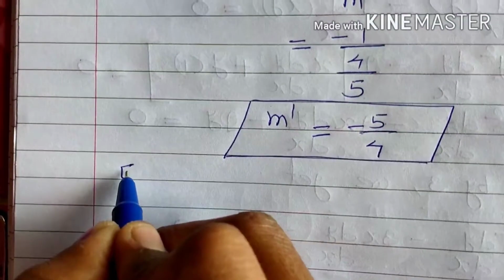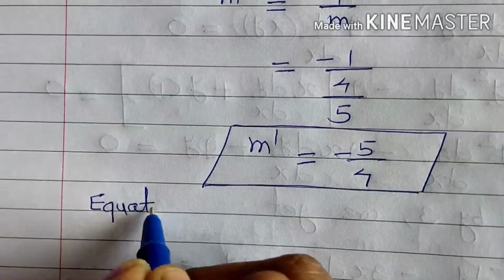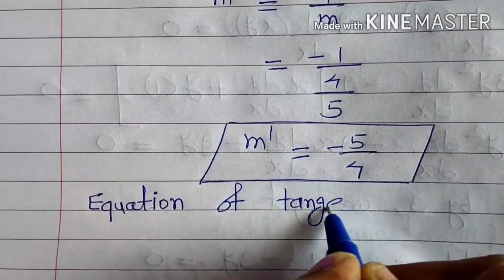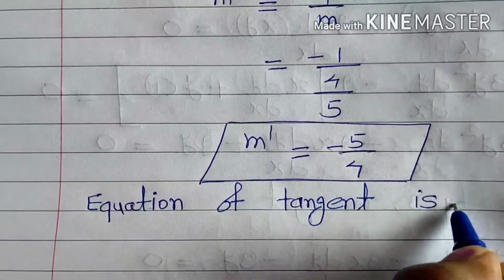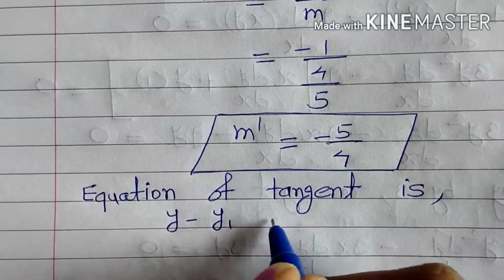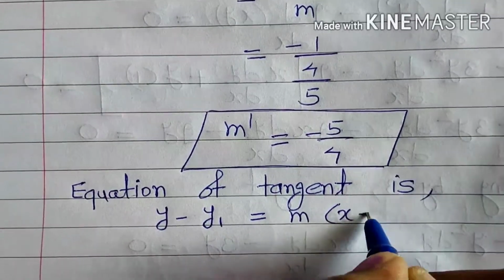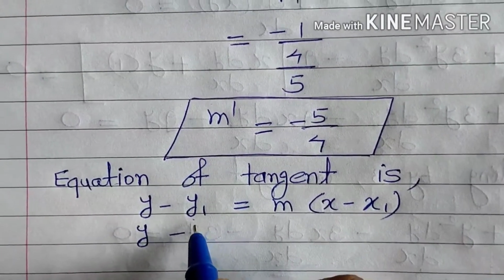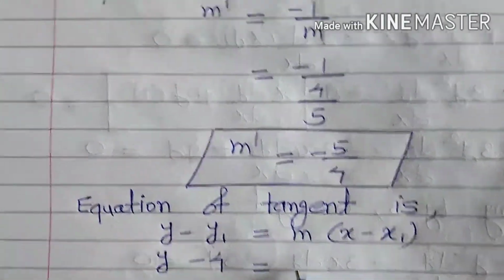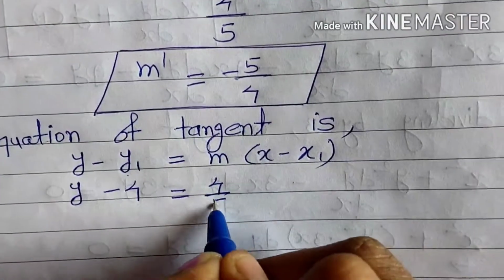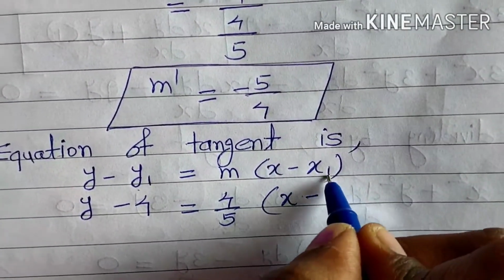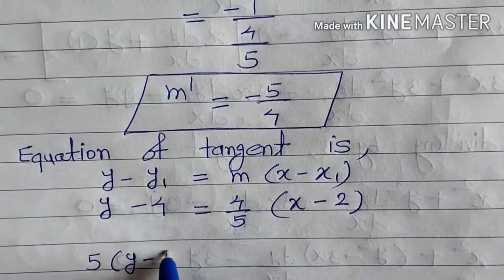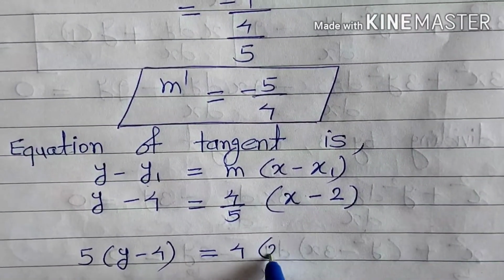Equation of tangent is y minus y1 is equal to m into x minus x1. Now put the values of x1, y1. So the value of y1 is 4, the value of m is 4 upon 5 and the value of x1 is 2. Now multiply this by 5 here. So 5 into y minus 4 and this is 4 into x minus 2.